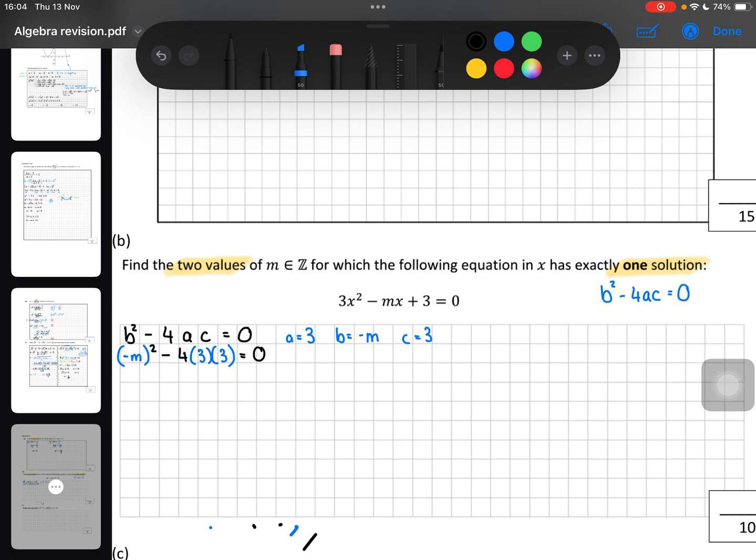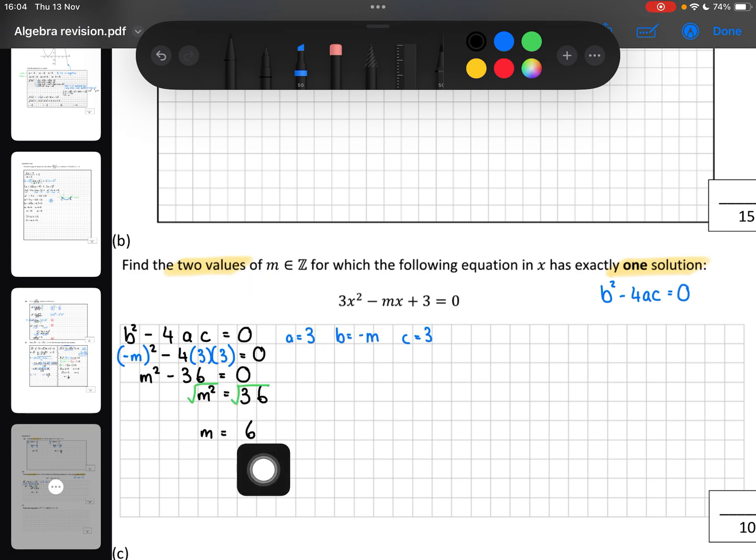Okay, then I'm going to have, so minus m squared, so minus by minus is a plus, and then m squared minus 36 is equal to 0. Okay, so rearrange to get m squared is equal to 36. Okay, have I got m? No, I've got m squared. So how can I use that to get me my value for m? I can square root. If I square root that, I'm going to get that m is equal to 6. But they said find two values of m.